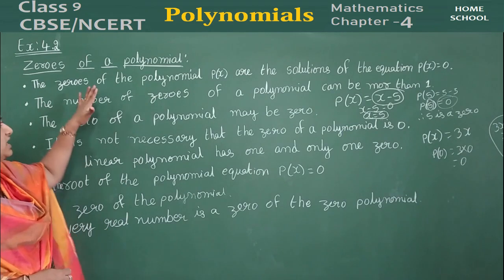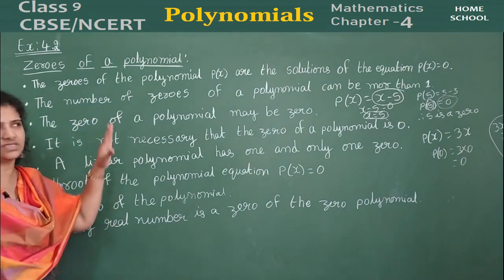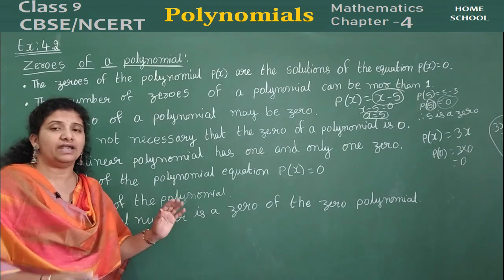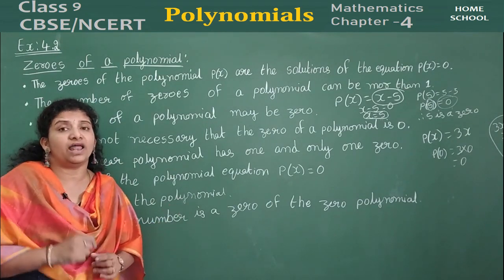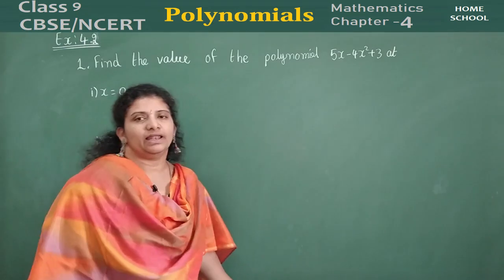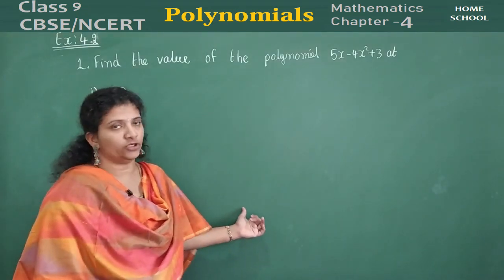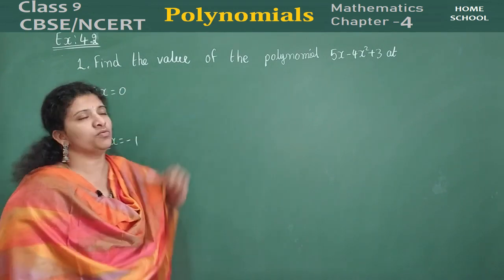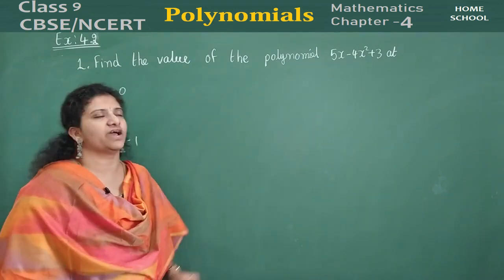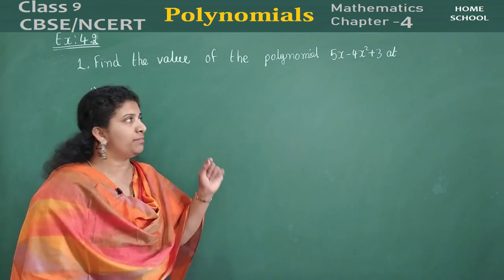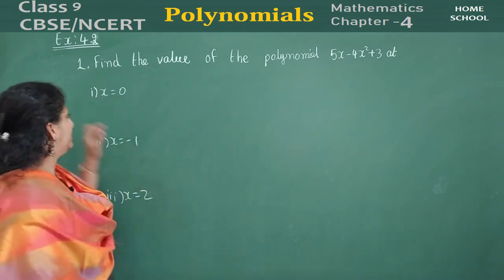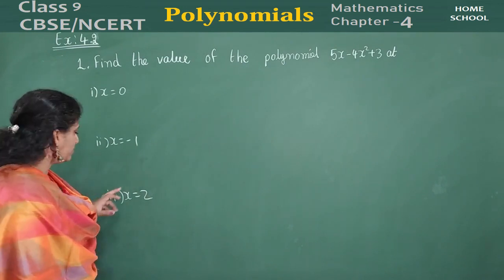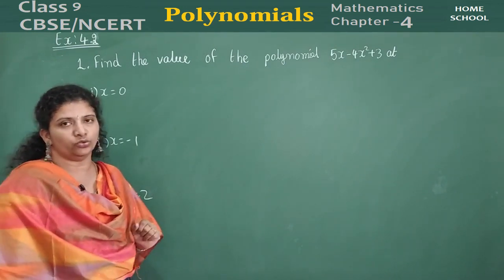Okay, with this, how many points do you have here? 6 or 7 points are there. Just understand the points. And now we are going to find the value of a polynomial. Let's start our exercise 4.2. What's your main heading? Find the value of the polynomial 5x minus 4x square plus 3 at first one x equal to 0, x equal to minus 1 and x is equal to 2.